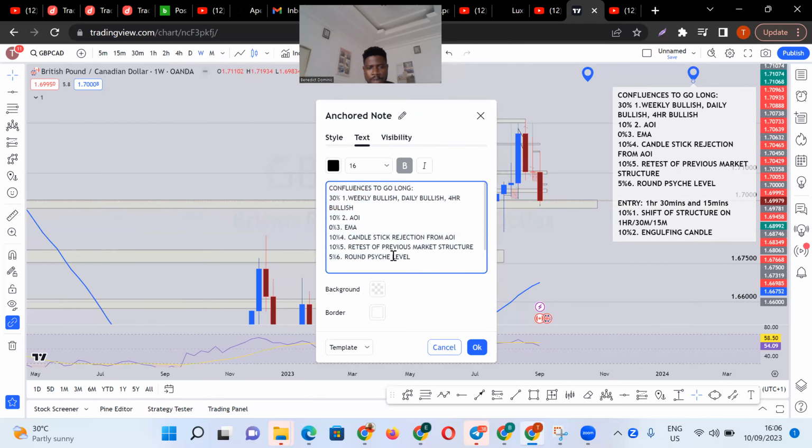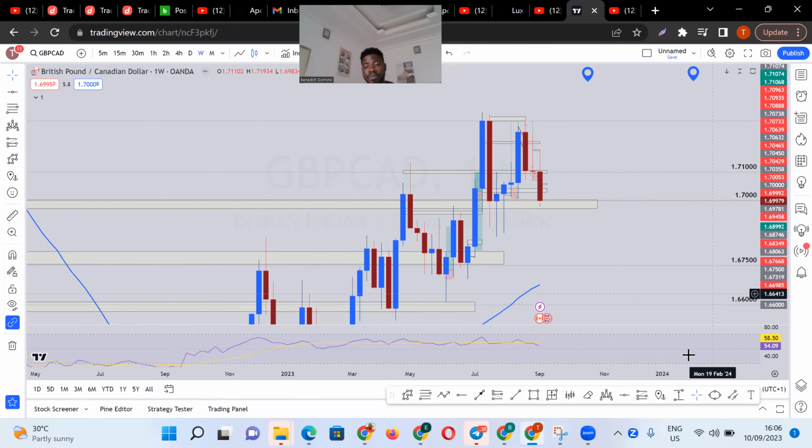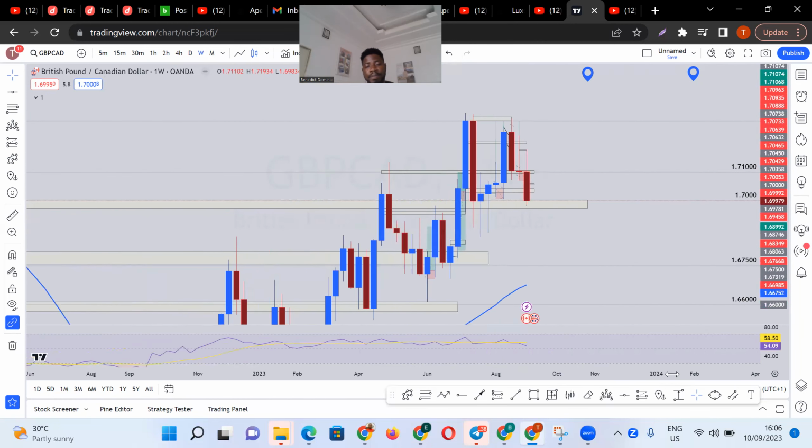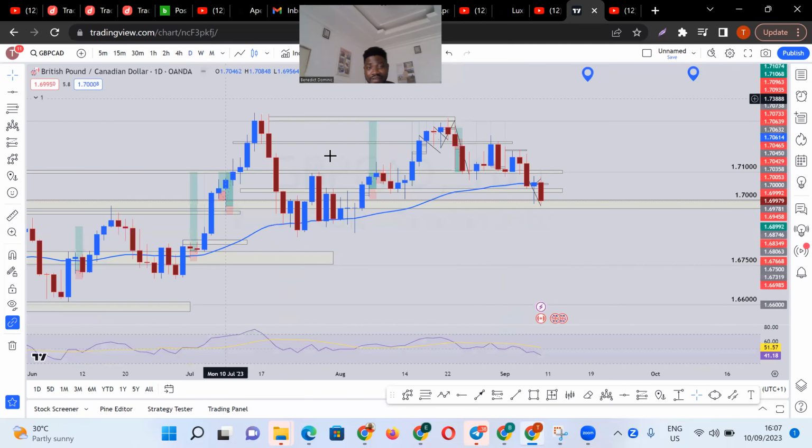Okay, so round psychological level, yes. 170 is our round psychological level. So market is sitting right there. So weekly and daily is bullish. This is higher time frames.